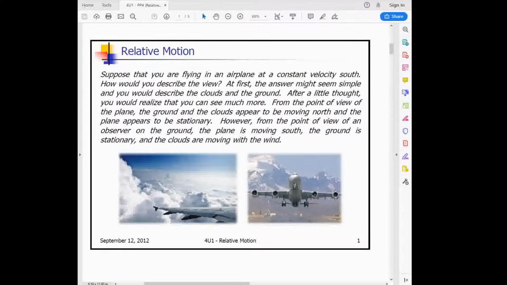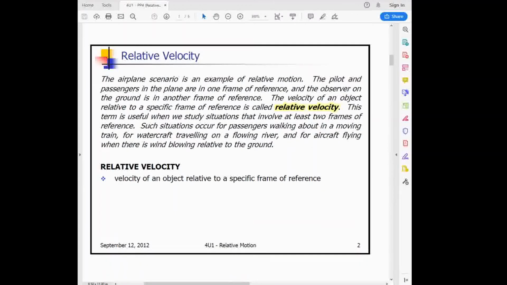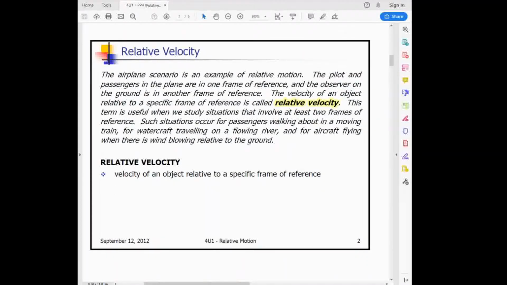But if you're an observer on the ground and you look at an airplane, you see the airplane moving with respect to the ground. But the clouds themselves, you see them moving as well. They'll be moving with respect to the wind. So the wind is independent of the movement of the airplane. The movement of the clouds is independent of the movement of the airplane. That would be your perspective as an observer on the ground.